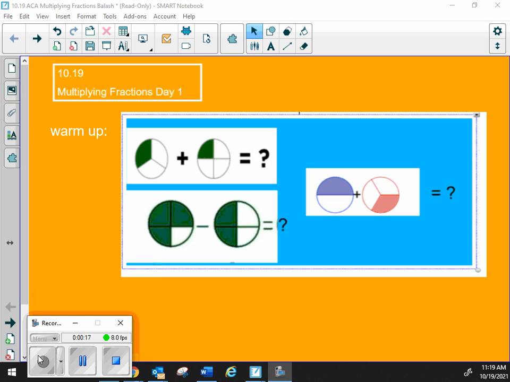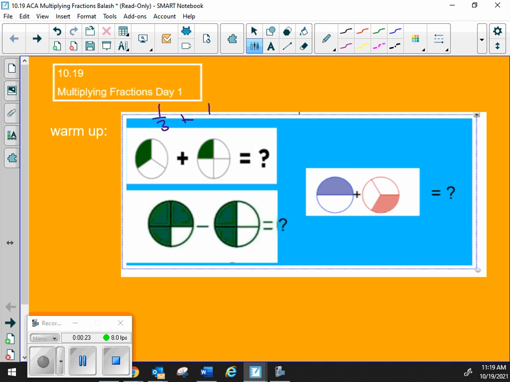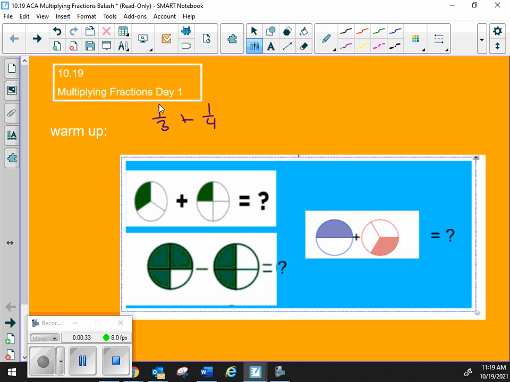Problems. Looking at this, what is the equation for this first one? Ryan? 1/3 plus 1/4. Can I add those fractions as they are? No, we need common denominators. So with 1/3 plus 1/4, what is a common denominator that I can make? 12. Okay, so I'm going to put in a 12 plus a 12.